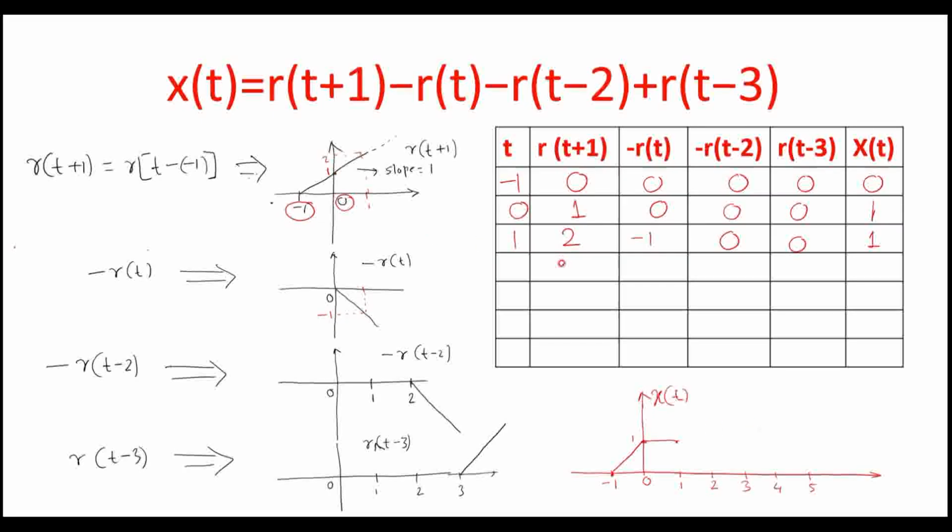Now at t equal to 2, here the amplitude will be 3. Now here at t equal to 2, say this is 2, the amplitude will be 2. Now at t equal to 2, here amplitude is, sorry, this is -2, this is 0. Therefore 3 minus 2 is 1. That is, at t equal to 2 amplitude is 1, so these 2 points can be joined.